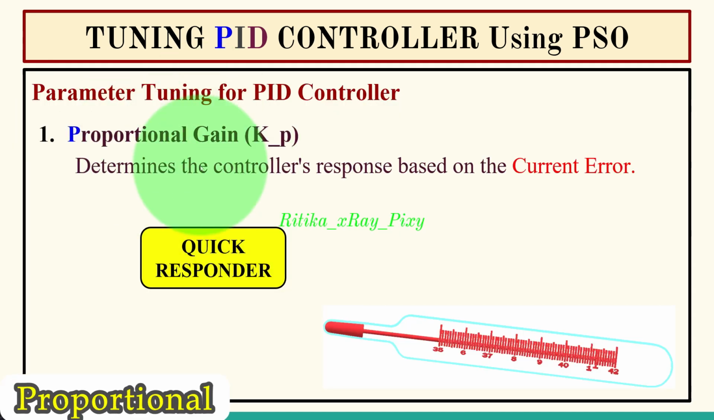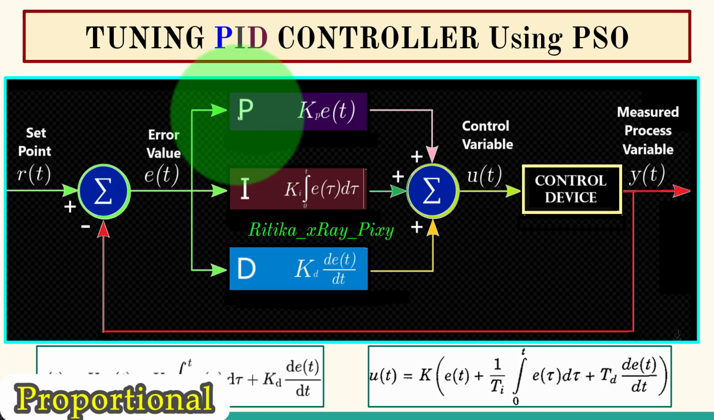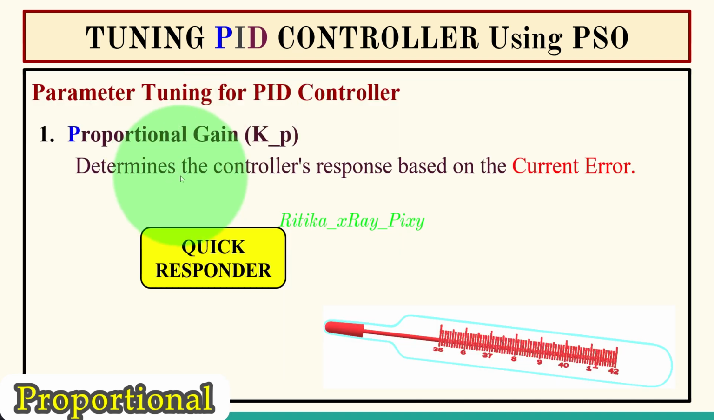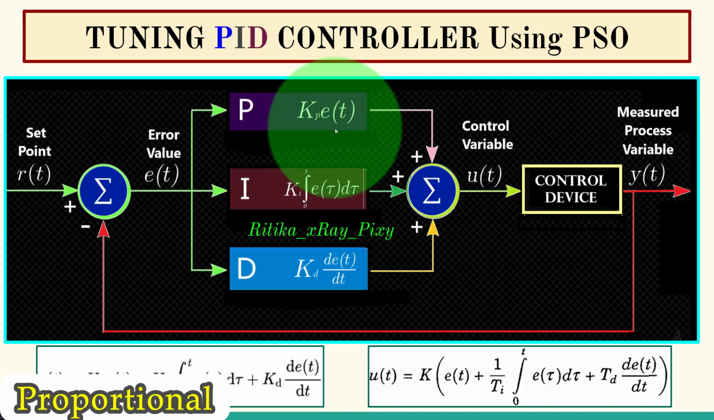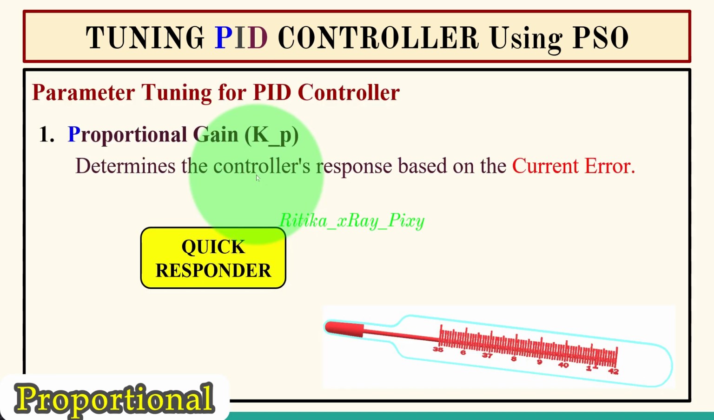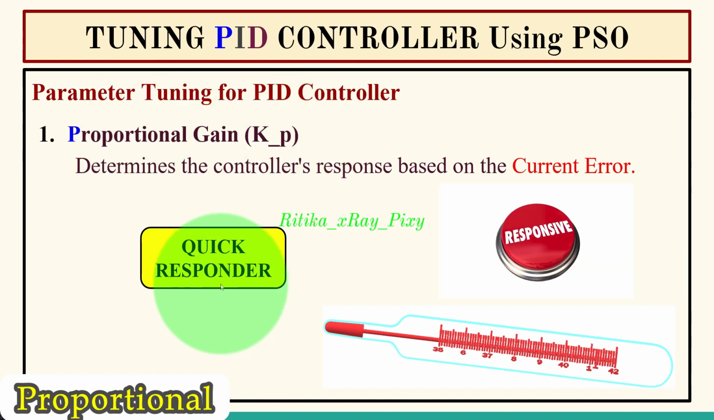So first we have proportional gain. In the diagram you can see here P, that is the proportional gain. It determines the controller's response based on the current error. This term is directly proportional to the current error, which is the difference between the desired set point and the actual process variable. So we can adjust this proportional response by multiplying the error by a constant, that is the proportional gain Kp. This is called the proportional gain constant, and this part is the quick responder.